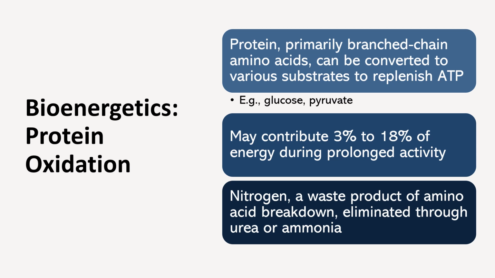It's important to note that protein oxidation is typically considered a secondary energy source. The body primarily relies on carbohydrates and fats for energy production. Protein oxidation usually occurs under conditions such as prolonged fasting, so you'll have muscle wasting, intense exercise, or during periods of energy deficit when carbohydrate and fat stores are depleted.